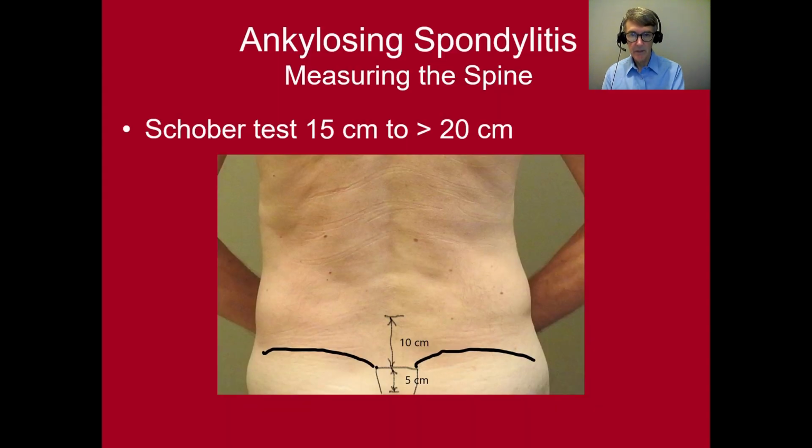Now, clinically, when we examine the patient, how do we measure the spine? One thing that's helpful is what's called a Schober test. Basically, on the back, I follow along the iliac crest down till the thumb will fall into a dimple, and this is about at the level of L5, S1.